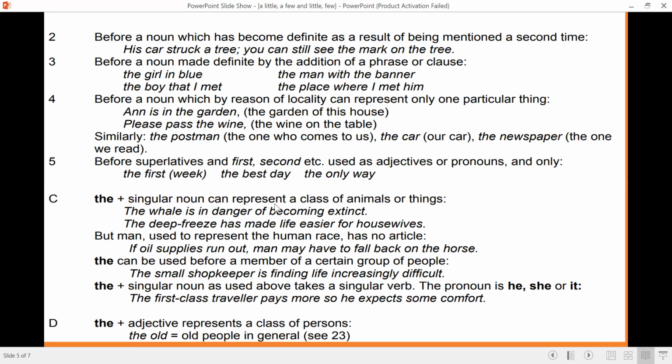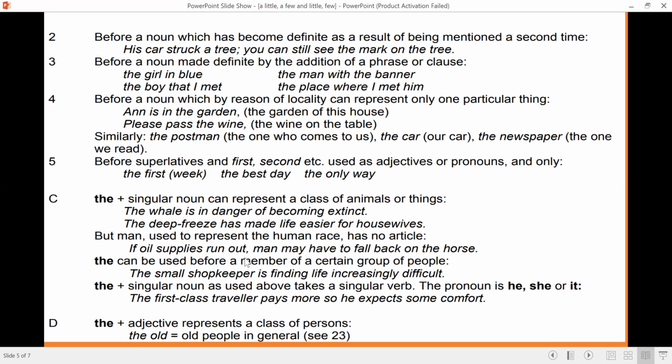The plus a singular noun can represent a class of animals or things. All right, when you use the plus a singular noun, it can represent a whole class of animals or things. If you say the whale is in danger, it means the whole class of whales, of course, the whole class of it. You're not only referring to one whale here. So when you are using the plus a singular noun, it can represent the whole class of animals or things.